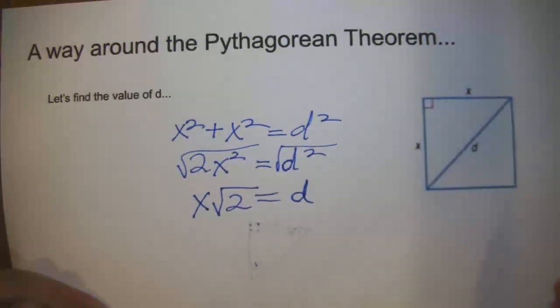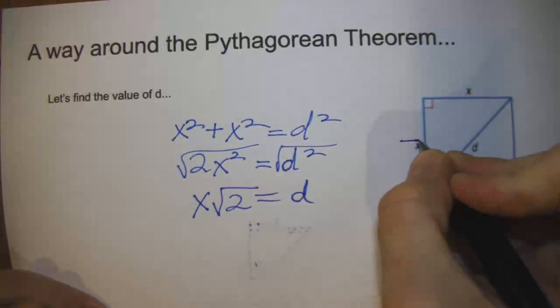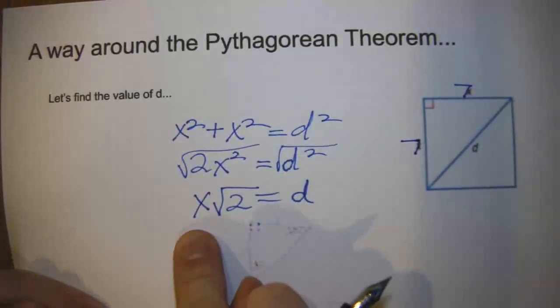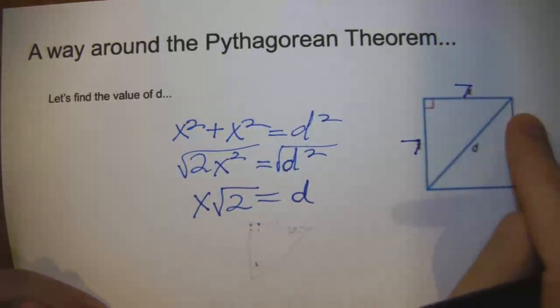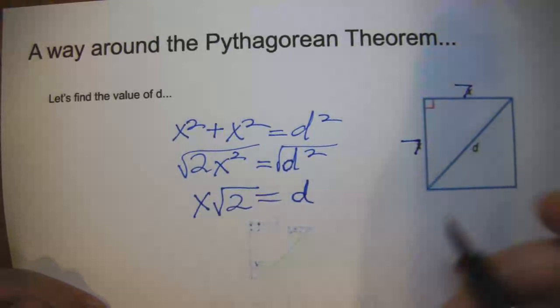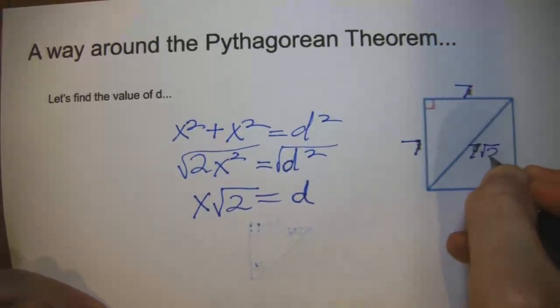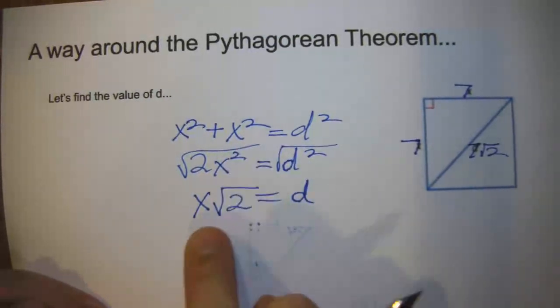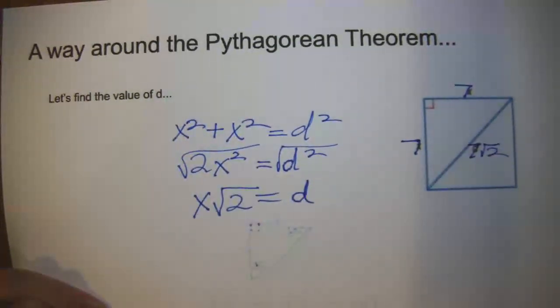So for example, let's say instead of x, we knew that these side lengths were 7. Awesome. Well, because of what we just found here, I know a shortcut. I know that this side has to be simply x radical 2, or in this case, 7 radical 2, and it's over. I don't have to use the Pythagorean theorem. Since I've done it once, I can use that same process for every single other application, since they're all similar.